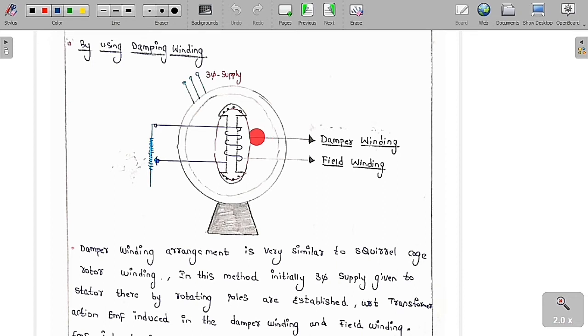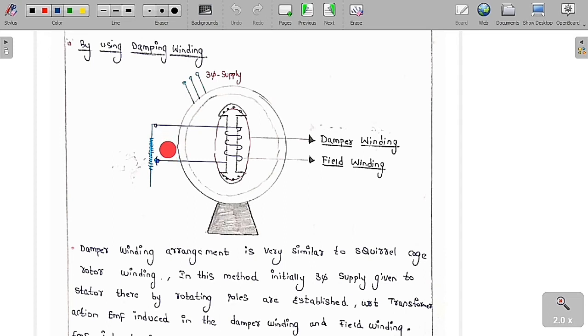Because of this, there will be a rotation of this rotor. Therefore, it is going to rotate. When this rotation is very high, if it is nearly equal to synchronous speed, then we have to remove this external resistance, and then we have to give a DC supply here.